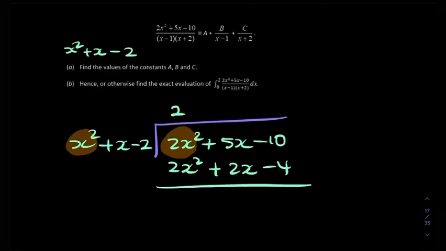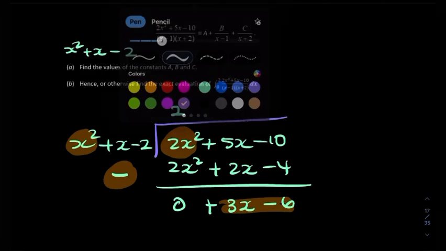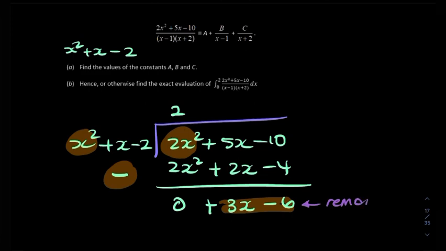Now, if you subtract, 2x squared minus 2x squared is 0. 5x minus 2x, remember we're subtracting here, is 3x, and minus 10 minus minus 4 is minus 6. And you can't divide that by that, so this is your remainder. So the quotient is 2, and this is your remainder. So the quotient is a. So we've already found the value of a.